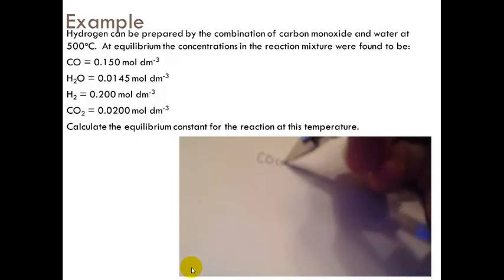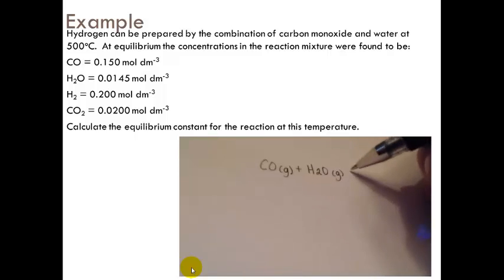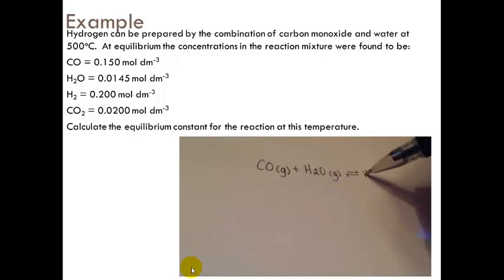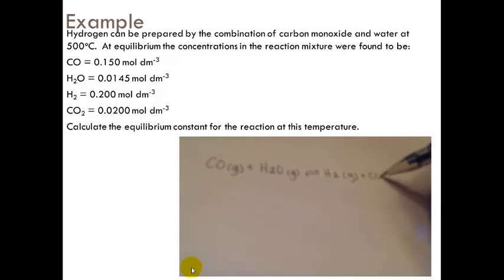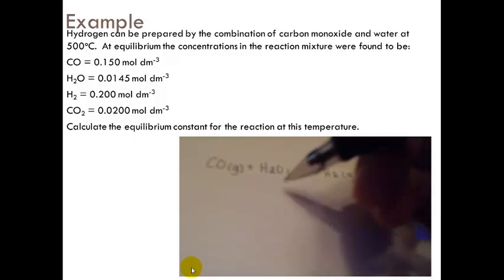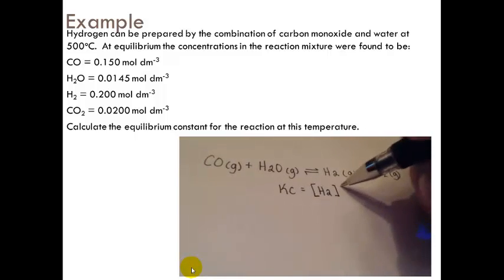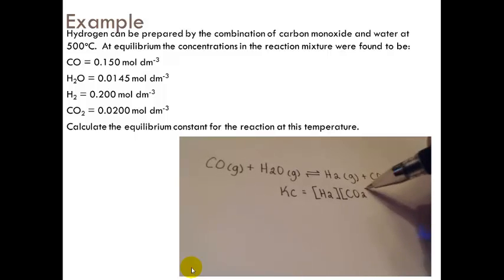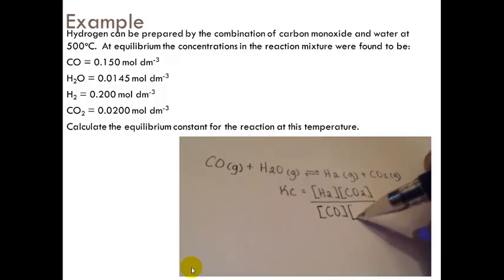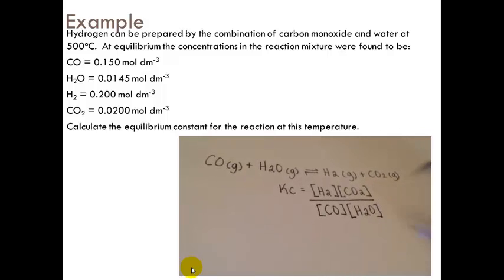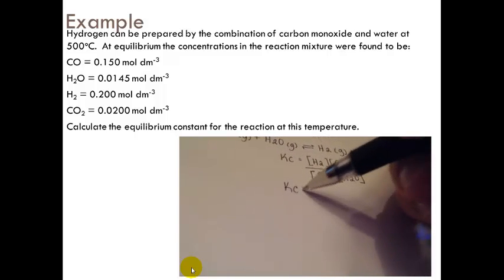So the first thing that you're going to do is write a balanced equation. So carbon monoxide combined with water goes to hydrogen gas plus CO2. And this equation is already balanced. So we're going to write our Kc, so products, hydrogen and carbon dioxide, over reactants, carbon monoxide and water. And they give us the equilibrium concentrations. So all we're going to do is plug them in to find Kc.